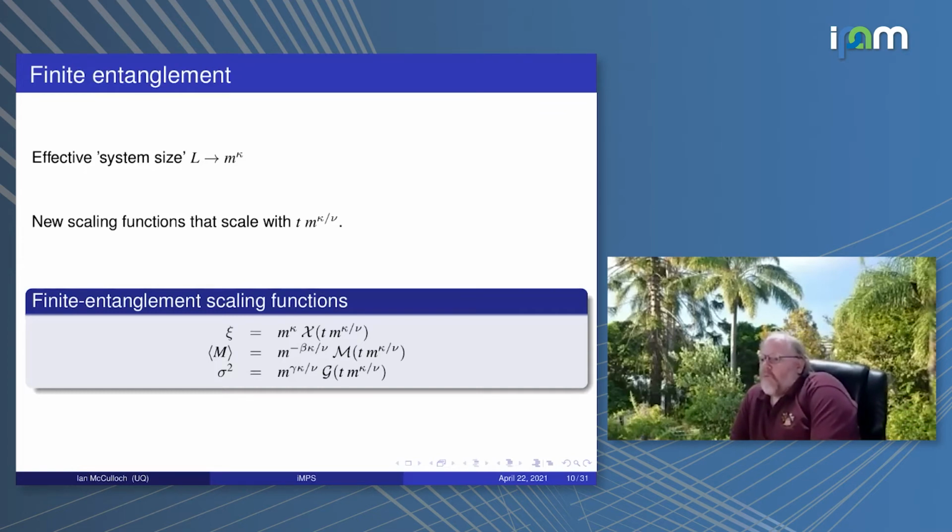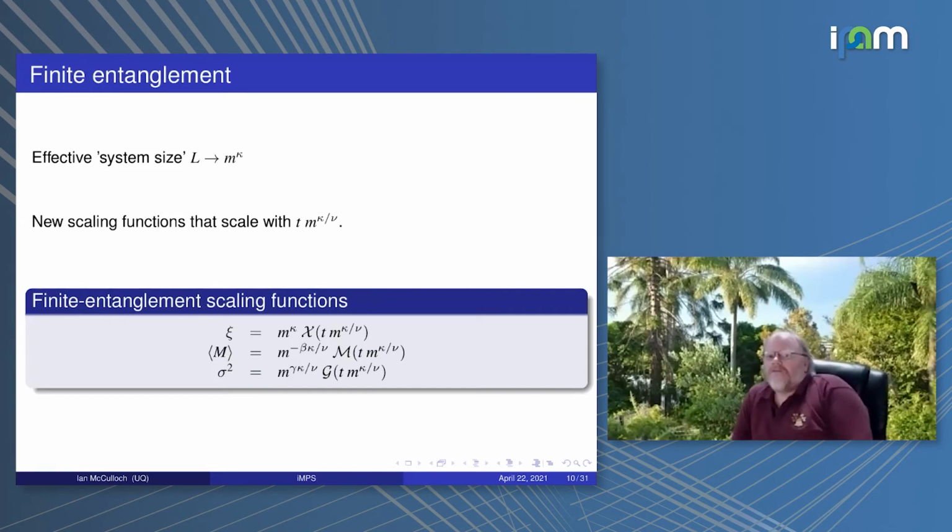So the general prescription is that we take our finite size scaling relations, wherever we see an L, we replace it by m to the power kappa, and we attempt to find a new scaling relation with respect to the bond dimension. So instead of our scaling relations that relate t times L to the 1 over nu, we'll have scaling functions that are functions of t times m to the kappa over nu. So we can write down again scaling functions for the finite entanglement case.